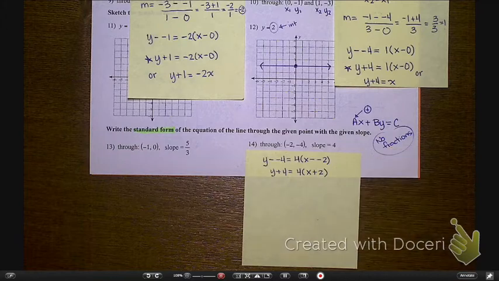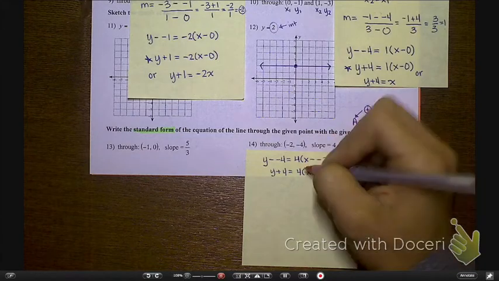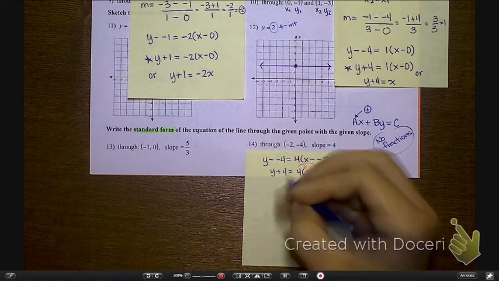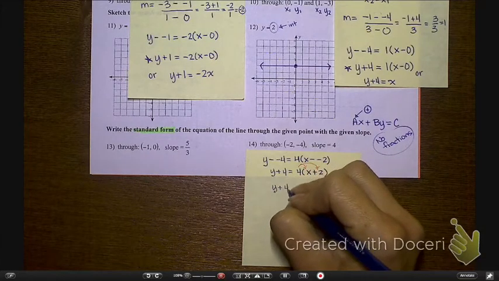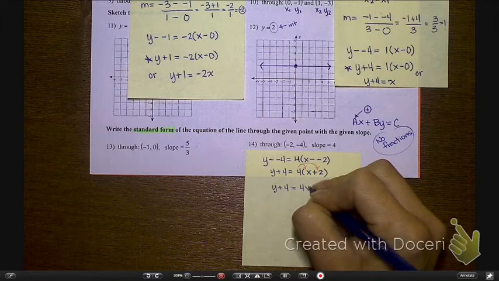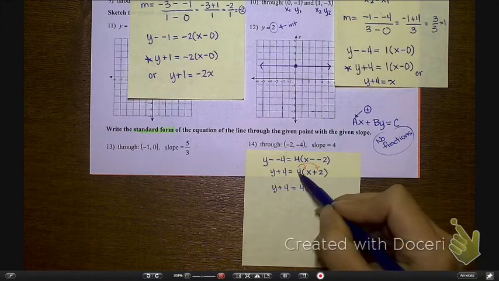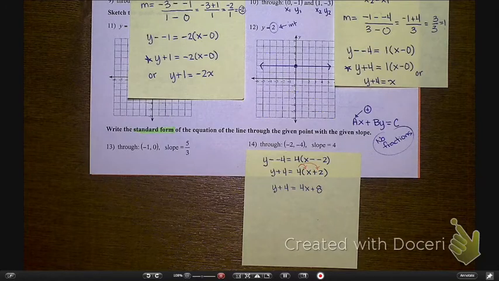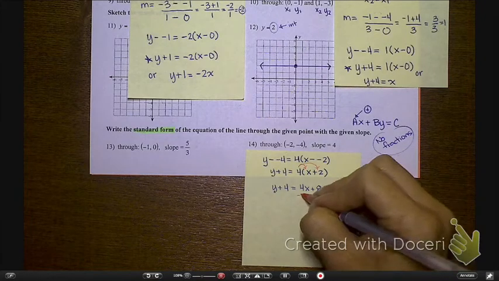So now, how do I get this into standard form? What should I do first? Distribute the 4. Okay, good. So we're going to distribute that 4. y plus 4 equals 4x plus, what's 4 times 2? 8. Okay, now, are there things that are on the wrong side? Everything's on the correct side here? What's on the wrong side? The x. Okay, let's move it by subtraction.